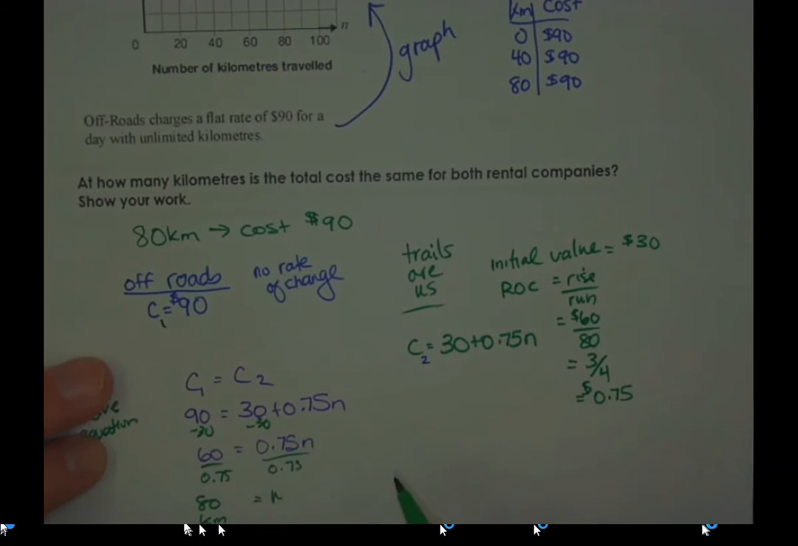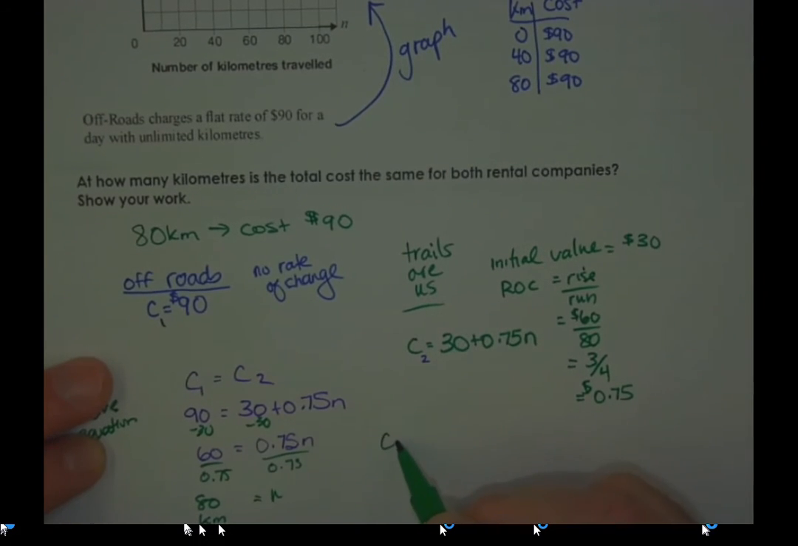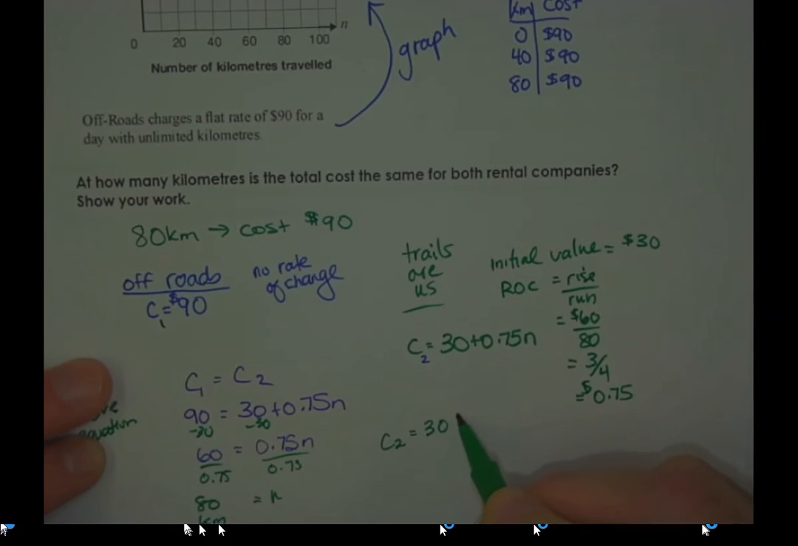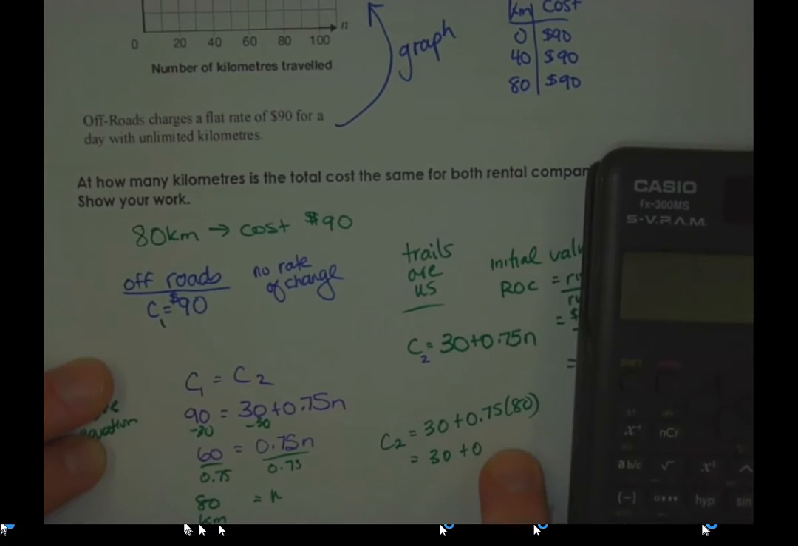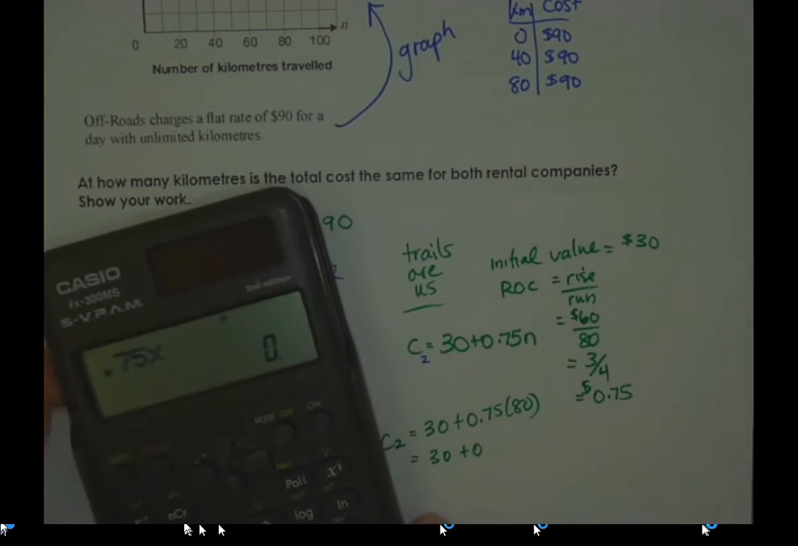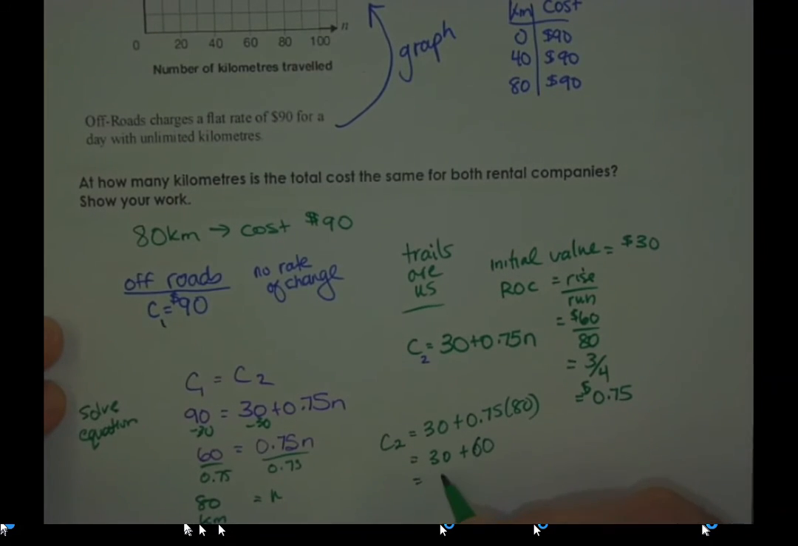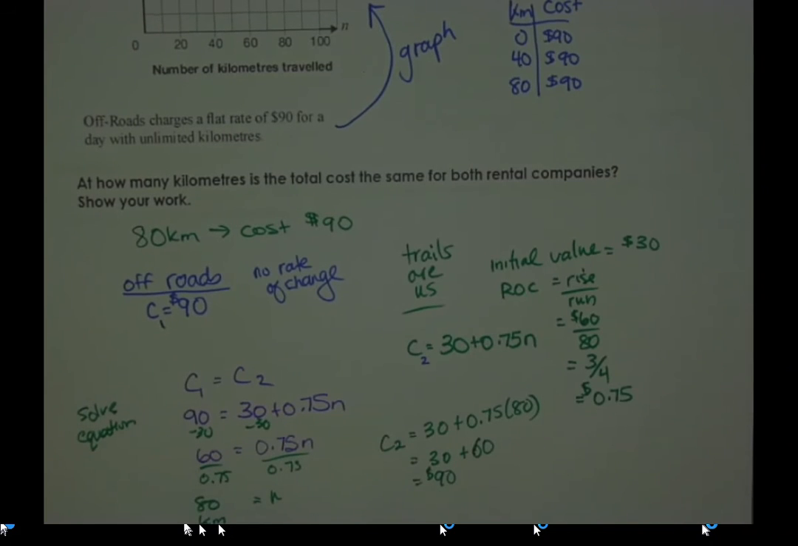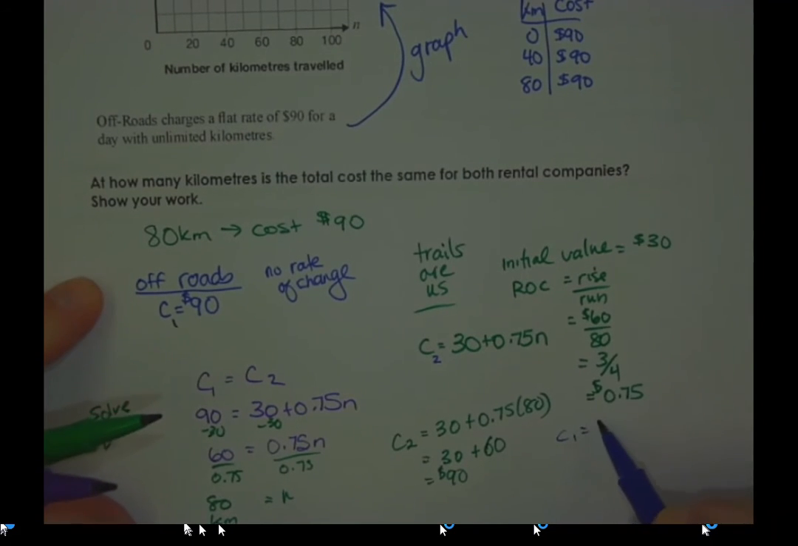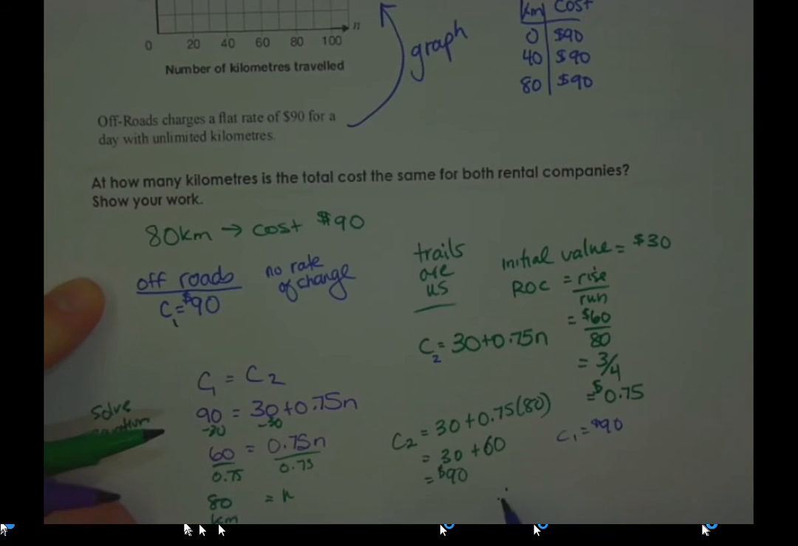All right. So here, if I was looking at the cost for 2, if I was doing 0.75 times 80, there's 60, well, that's $90. And we know that C1 is $90. So I still arrive at the same solution.